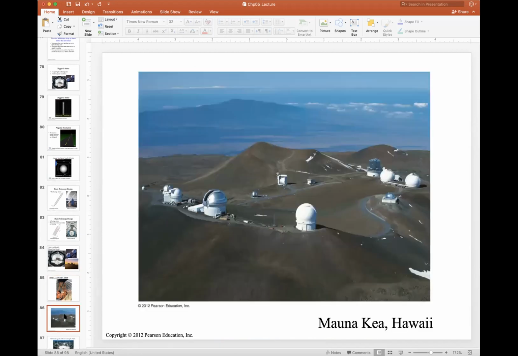And this is Mauna Kea, Hawaii. If you ever go to Hawaii, I highly encourage you to go to the Big Island, and once you go to the Big Island, I highly encourage you to visit Mauna Kea. It's fantastic, very awesome, and nice to see all of these.